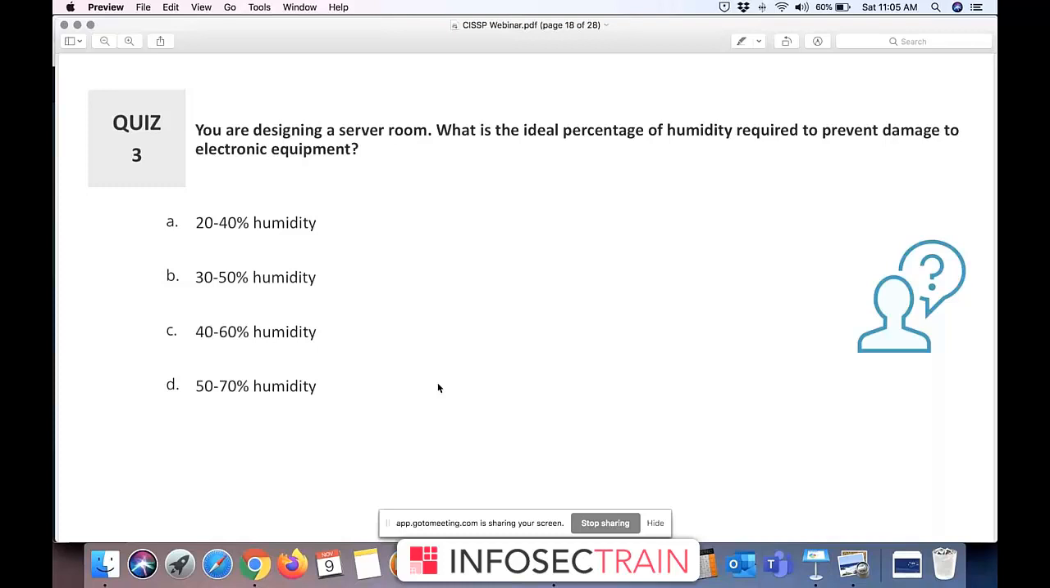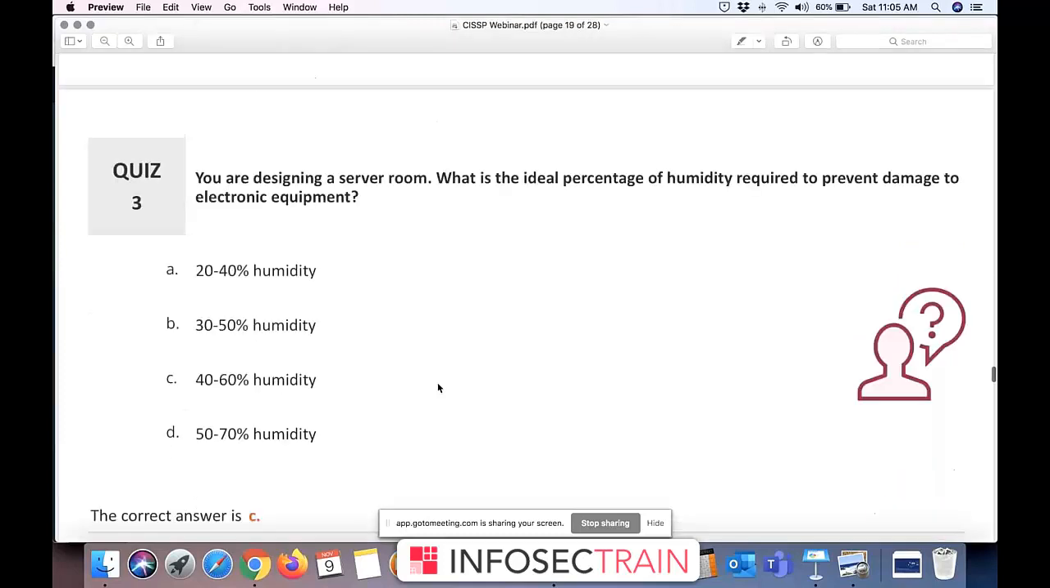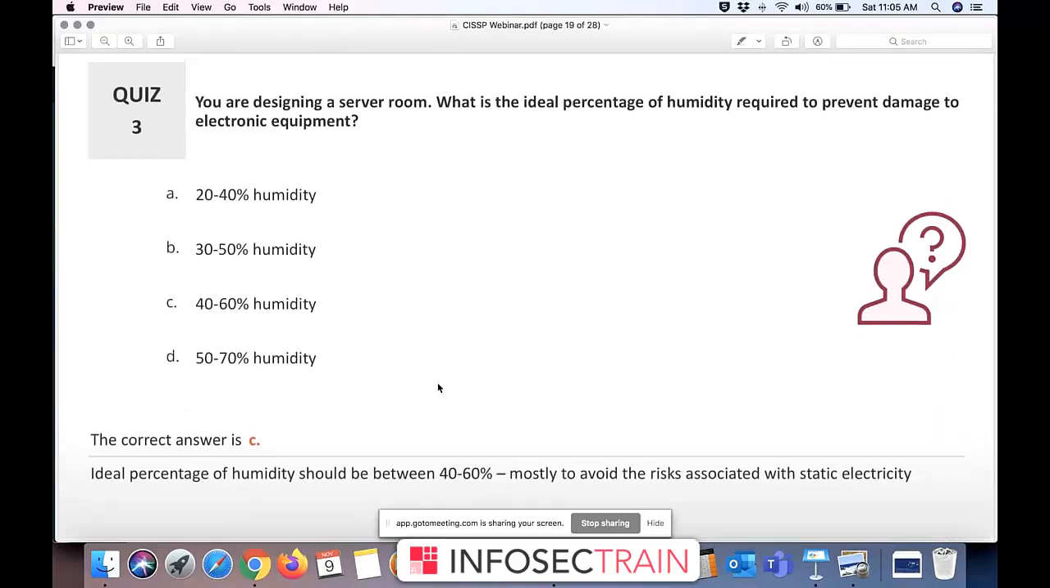So 40 to 60% should be the correct answer. Right? That's something that you'll have to remember. When you're preparing for the exam, there will be a lot of things which you'll have to understand, and a few things which you'll actually have to really remember or memorize, but again, remembering it with some understanding.